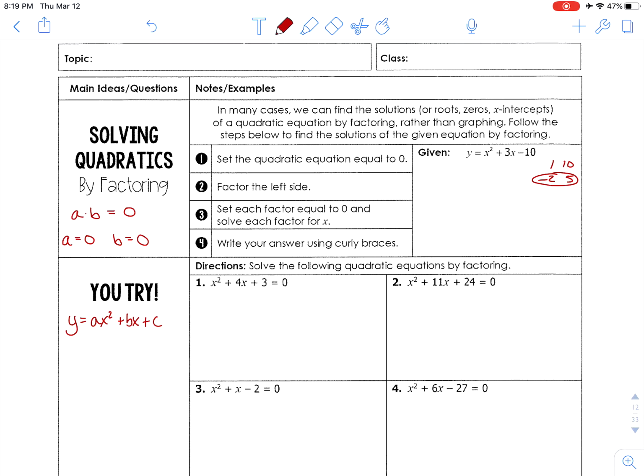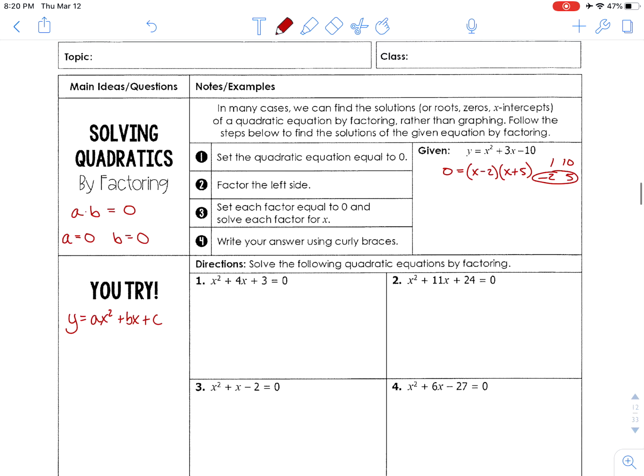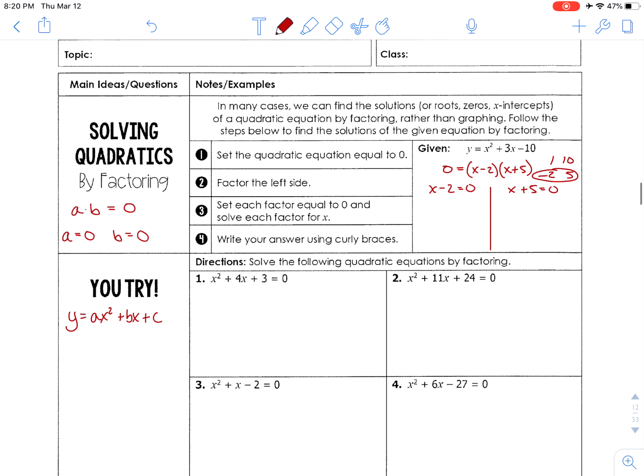So what I can then do is rewrite this, if it's set equal to 0, as x minus 2 times x plus 5. And again, what that allows me to do is to set each individual factor equal to 0. Right, so we're going to have x minus 2 equals 0 and x plus 5 equal to 0. And from here, now I solve each of those individual factors. On the left, I do that by adding 2 to both sides, and on the right, I do that by subtracting 5. So I get two solutions here of x equals positive 2 and x equals negative 5.